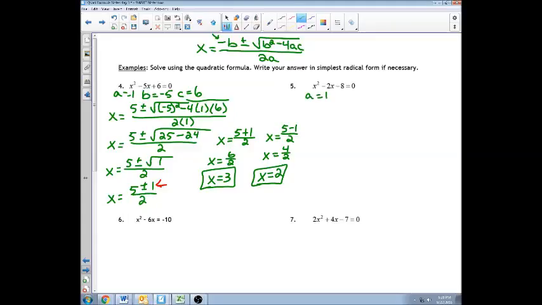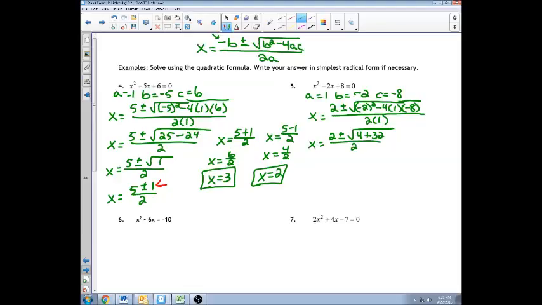My a would be 1, my b would be negative 2, and my c would be negative 8. This would be x equals, the opposite of b is 2, plus or minus the square root of negative 2 squared minus 4 times 1 times negative 8, over 2 times 1, because it's 2 times a. All right. So now I want to solve underneath my square root. So it would be 2 plus or minus the square root of 4, because negative 2 squared is 4. Negative 4 times 1 times negative 8 would be positive 32, all over 2 times 1 is 2.